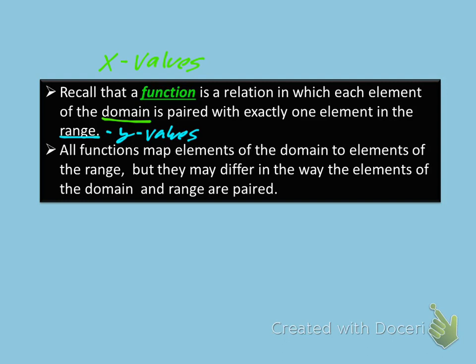Now, all functions map. Mapping is a fancy word to say just doing, okay? So don't worry about that part. All functions map elements of the domain to elements of the range. Basically what that means is every x has a y. Okay, that's it. Like think of a line, right? Each x coordinate has a y coordinate, right? Makes sense, okay? So each x has a y. That's all that says. Okay?